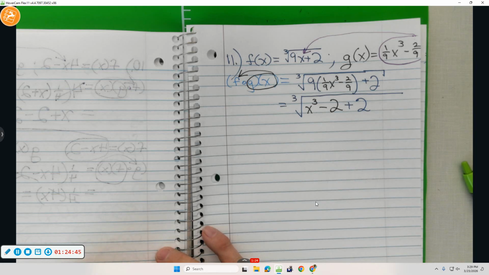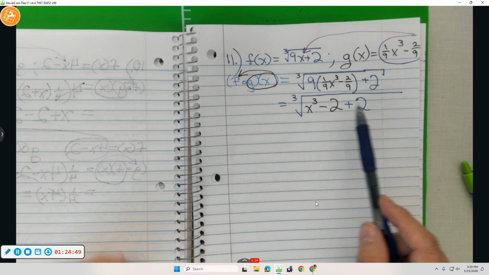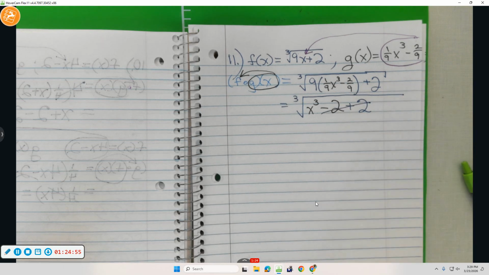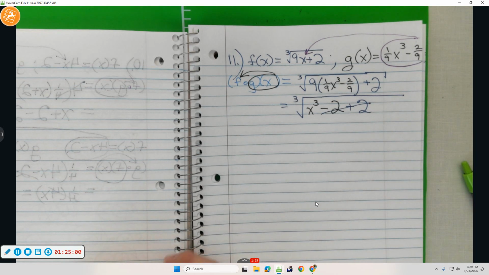Something else is about to disappear now. That negative 2 plus 2. I'm beginning to think these functions are inverses, because all the stuff that's in the functions is canceling out.